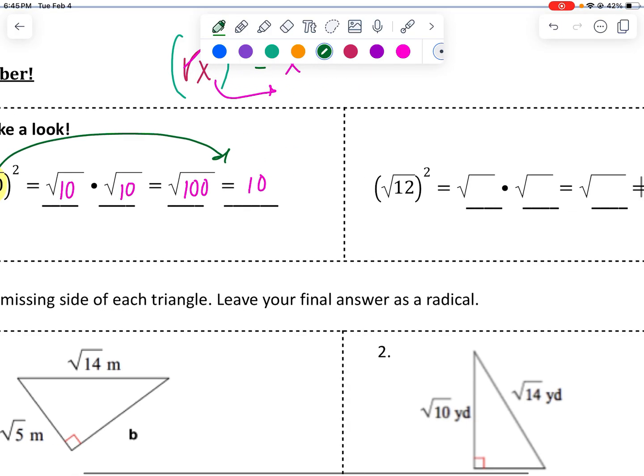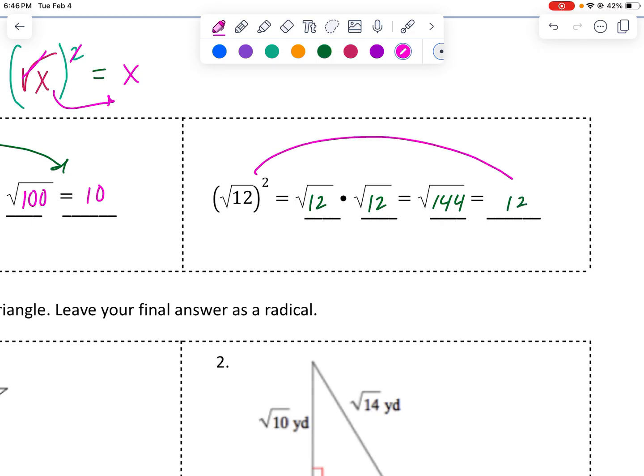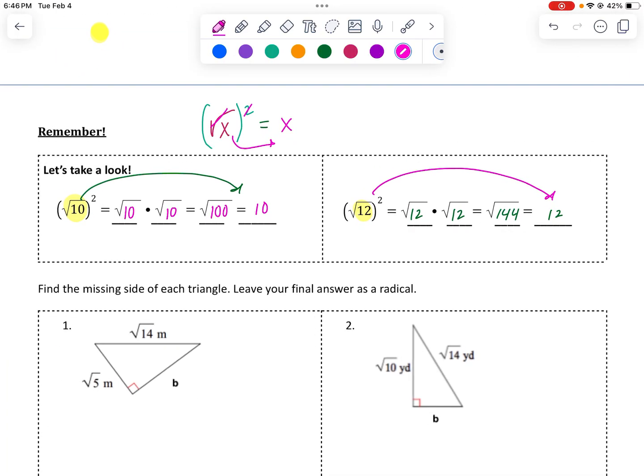So if I start with 10, I'm going to end with 10. Same thing over here. I have the square root of 12 squared, so I rewrite the square root of 12 times the square root of 12. 12 times 12 is 144. If I take the square root of 144, what pops out is just 12. So again, I start with 12, I'm going to end with 12.